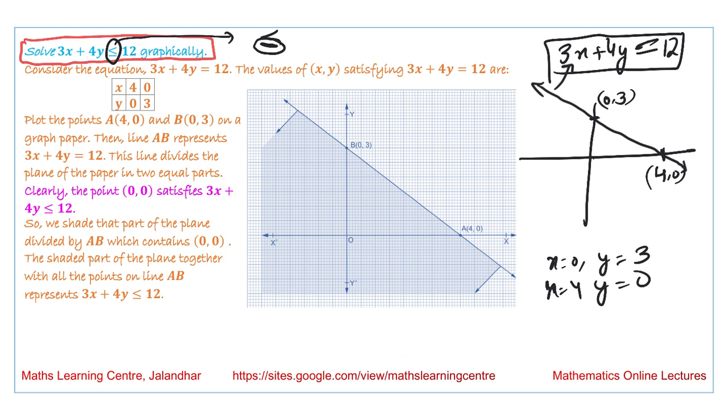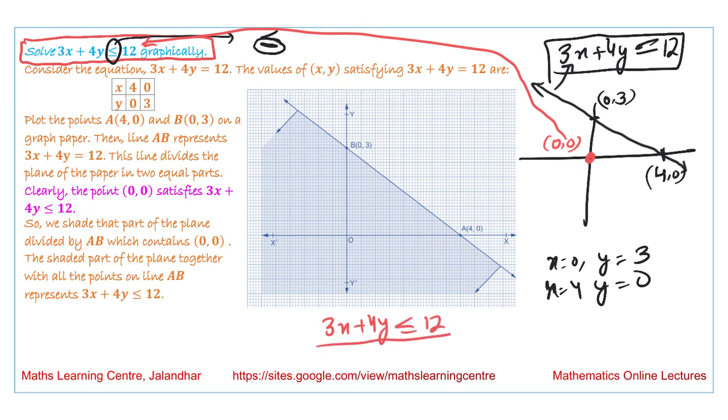Now the next step: this point 0 0 is not lying on this line. So we substitute the point 0 0 and check whether it satisfies this inequality or not. The inequality is 3x plus 4y is less than or equal to 12. Substituting x is equal to 0 and y is equal to 0, we get 0 is less than or equal to 12. It is satisfying this inequality. So this lower portion is the solution set. Any point lying in this region will satisfy this inequality. So this is the shaded portion that is required, and it represents the solution set.